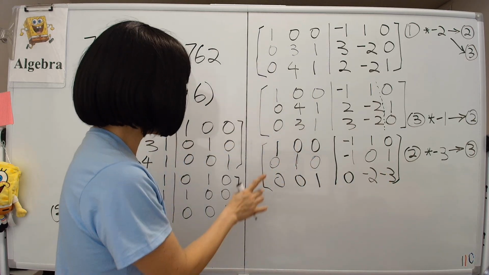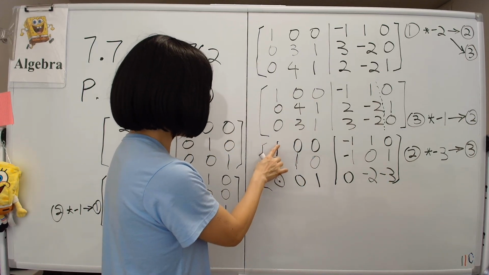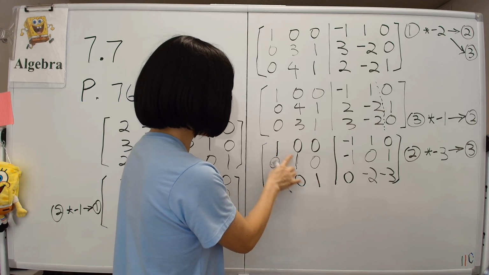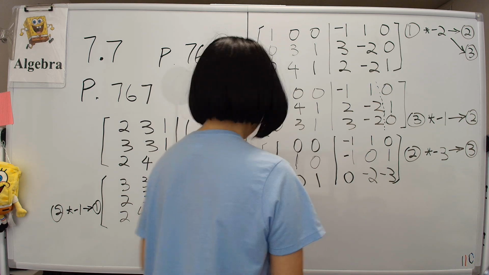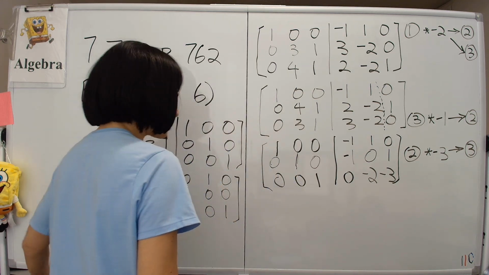And so now we're done, okay? Now you notice that we have 1 down the diagonal, and 0 everywhere else. So this part should be the inverse if I didn't mess up. So let me check to see if I got it right.